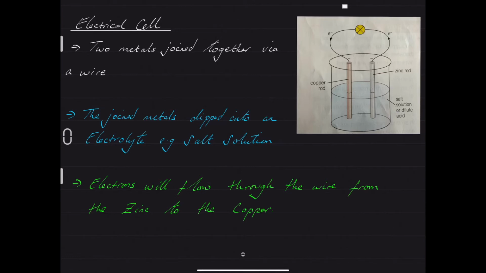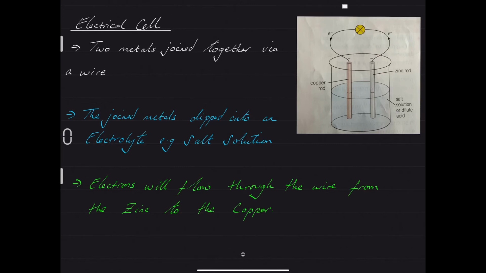You should have deduced that zinc is the more reactive metal. So the electrons flow from the more reactive zinc metal to the less reactive copper metal. So zinc is acting as the negative terminal of this electrical cell, because it's providing electrons to the external circuit, because the electrons are going to flow from the zinc metal.